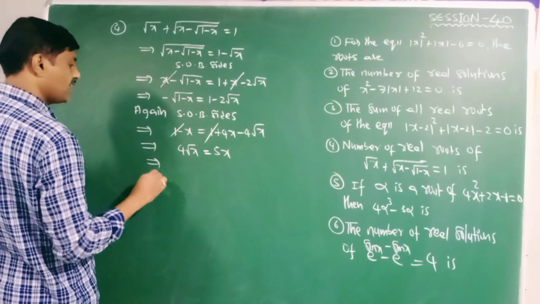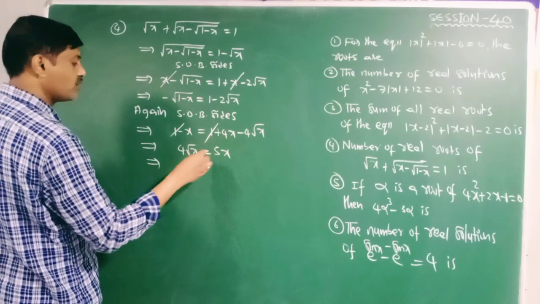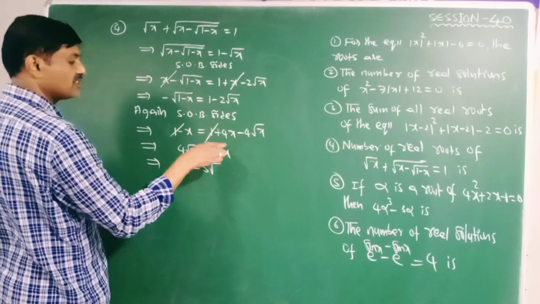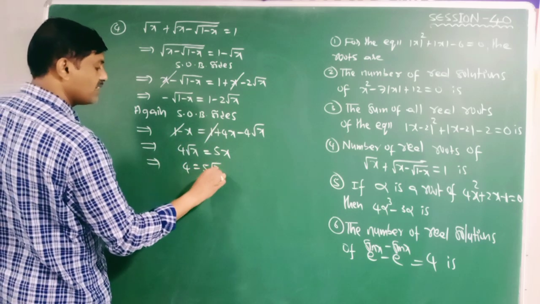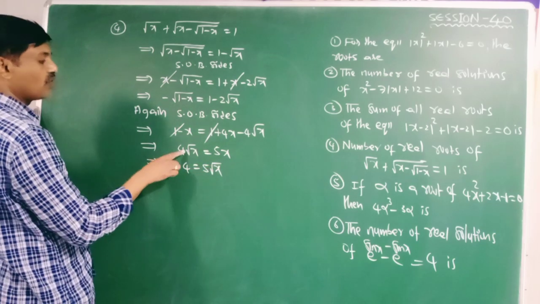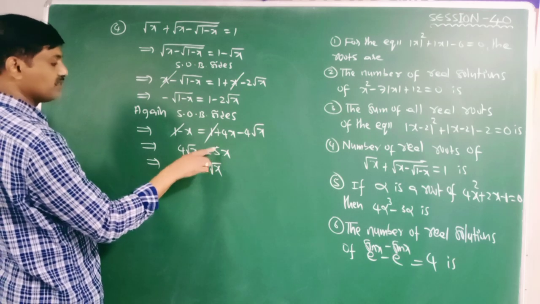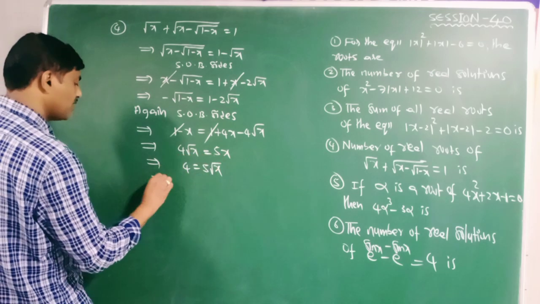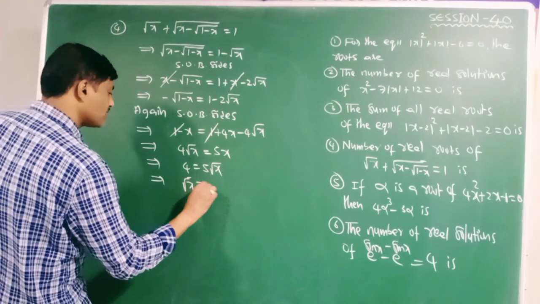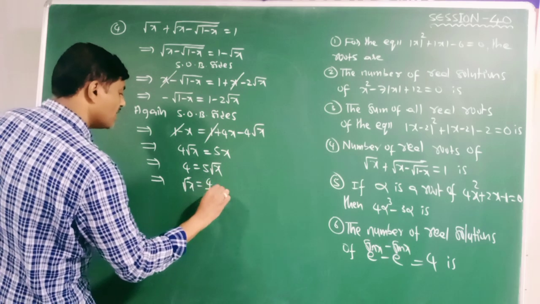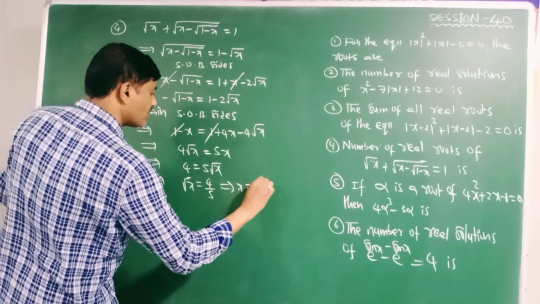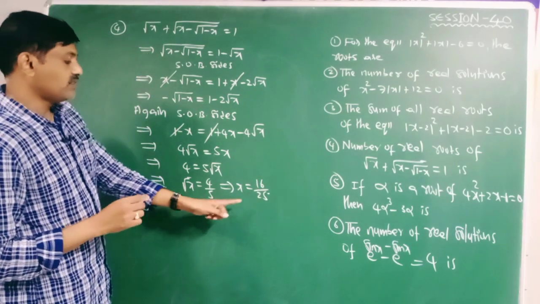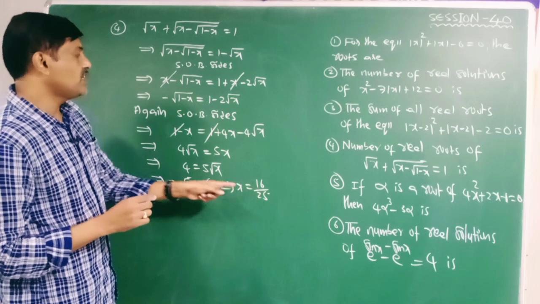Otherwise you can cancel one root x, therefore 4 is equal to 5 root x we are getting, as root x into root x is x, and one root x cancels. Therefore what is root x? Root x is equal to 4 by 5, that implies x is equal to 16 by 25. Now this is one of the real solutions, as we got only this, 16 by 25.